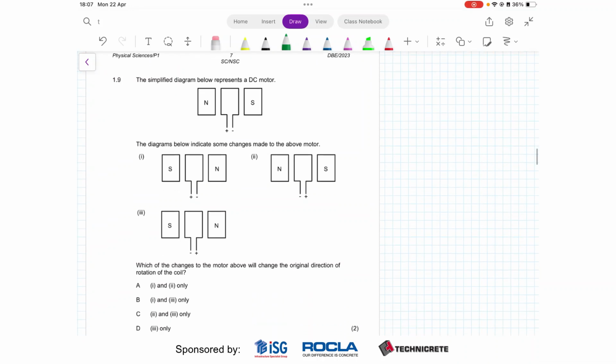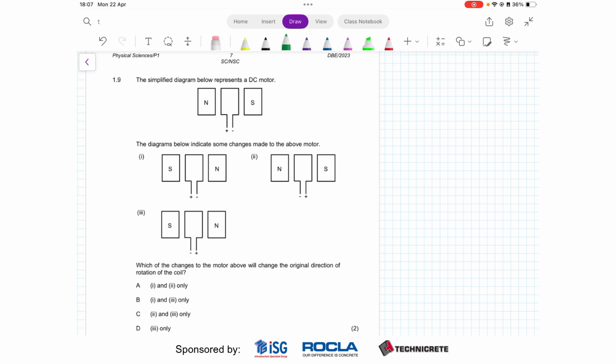1.9, the simplified diagram below is a DC motor. Diagrams indicate some changes made to the motor above. Which of the changes to the motor above will change the original direction of the rotation of the coil?